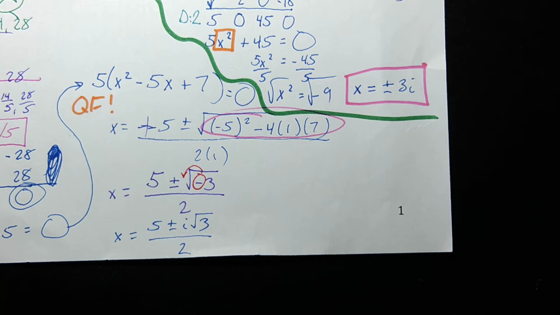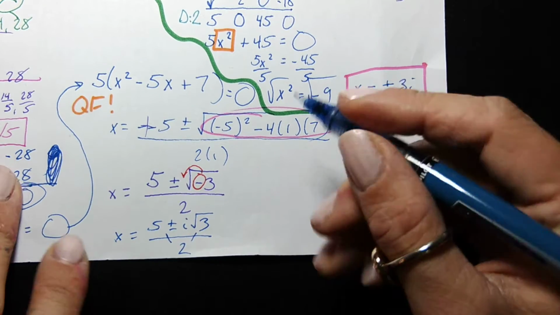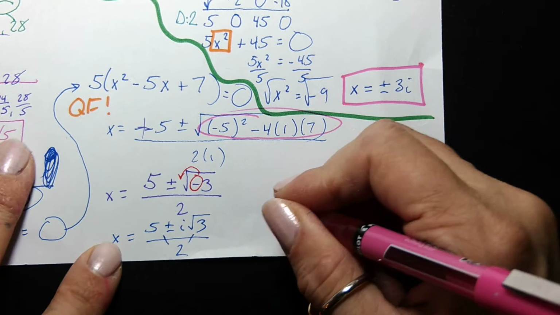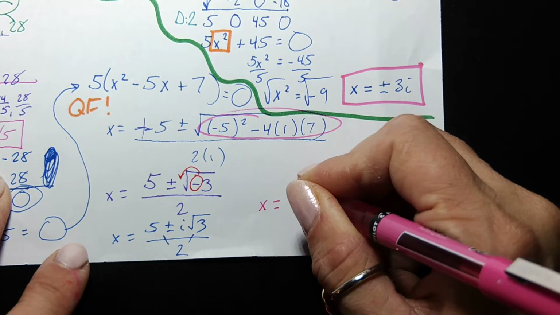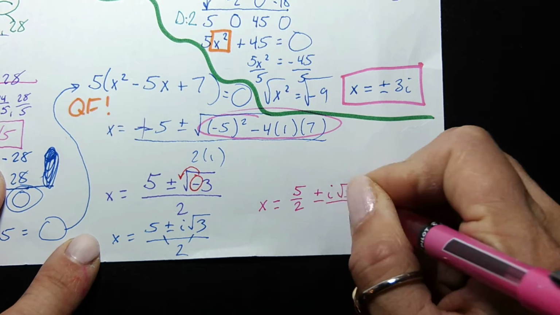Now from here, we still need to do division distribution, even though it doesn't actually lead to any simplifying for us, because for complex numbers, we've got to have the real part separated from the imaginary part. So final answer, x equals 5 halves plus or minus i root 3 over 2.